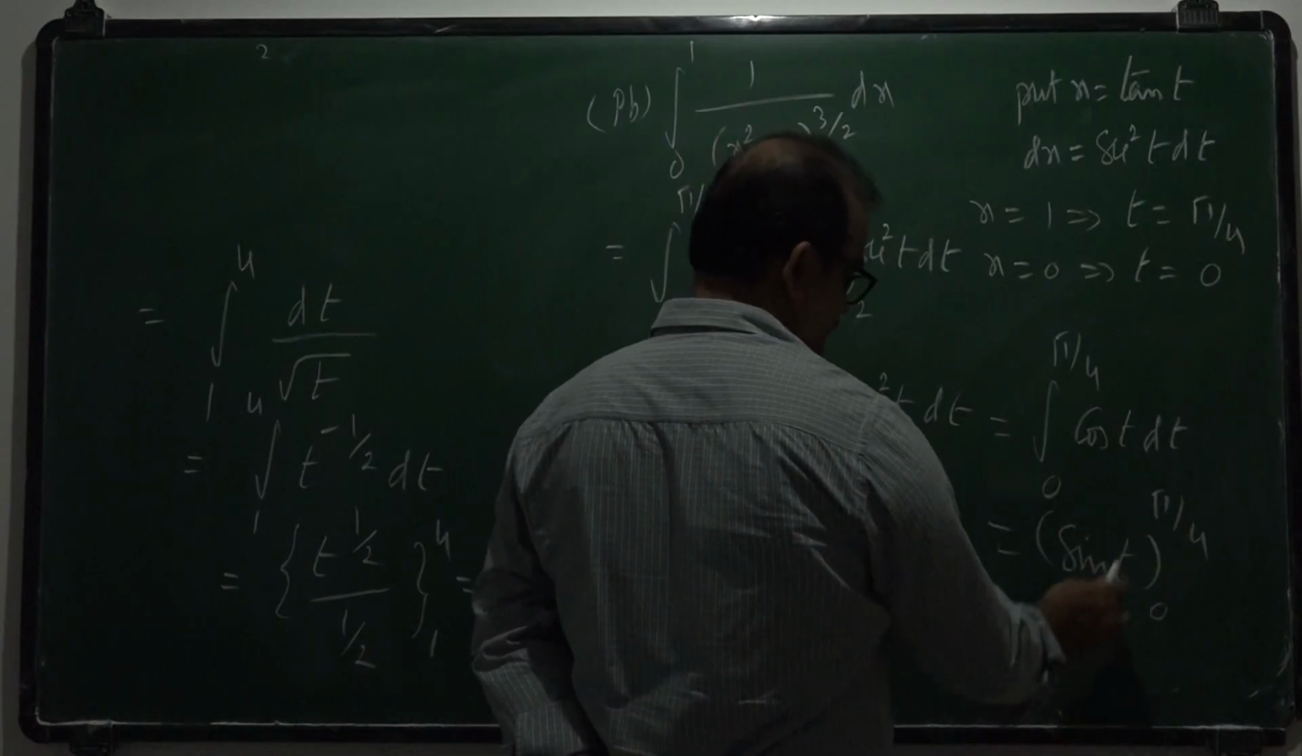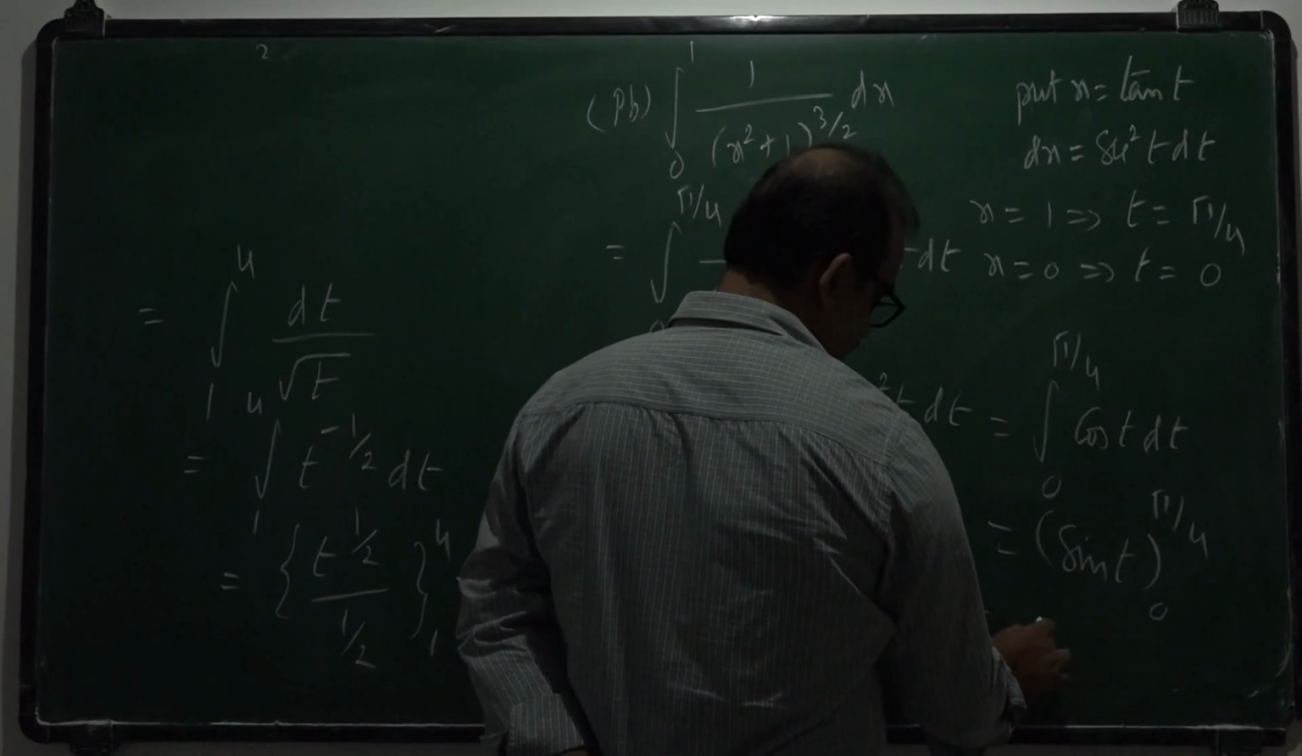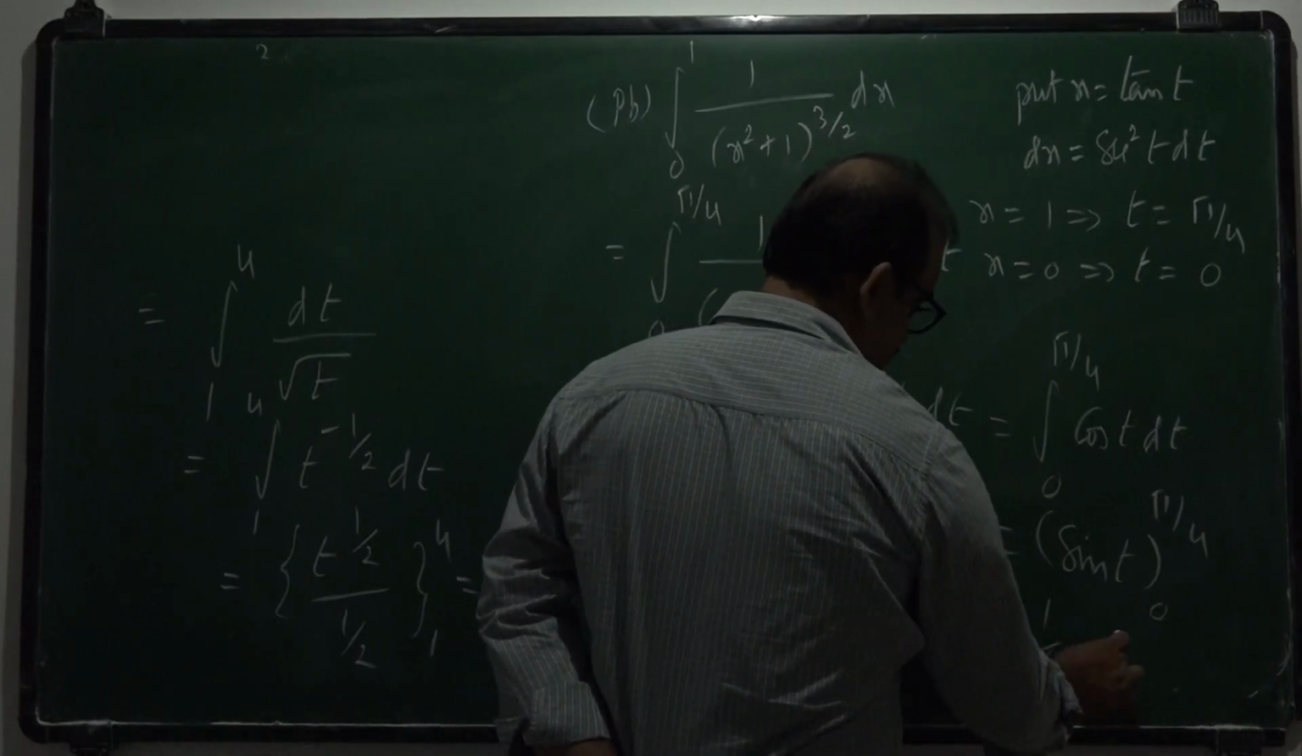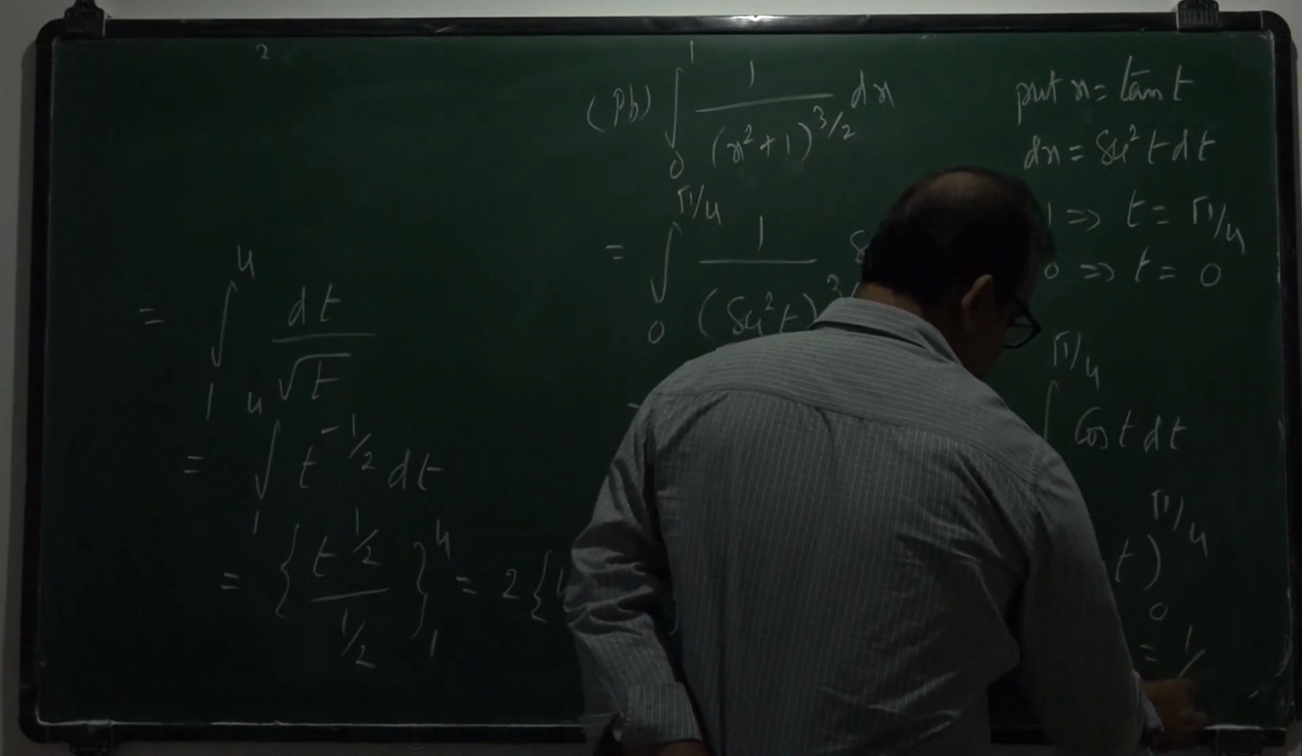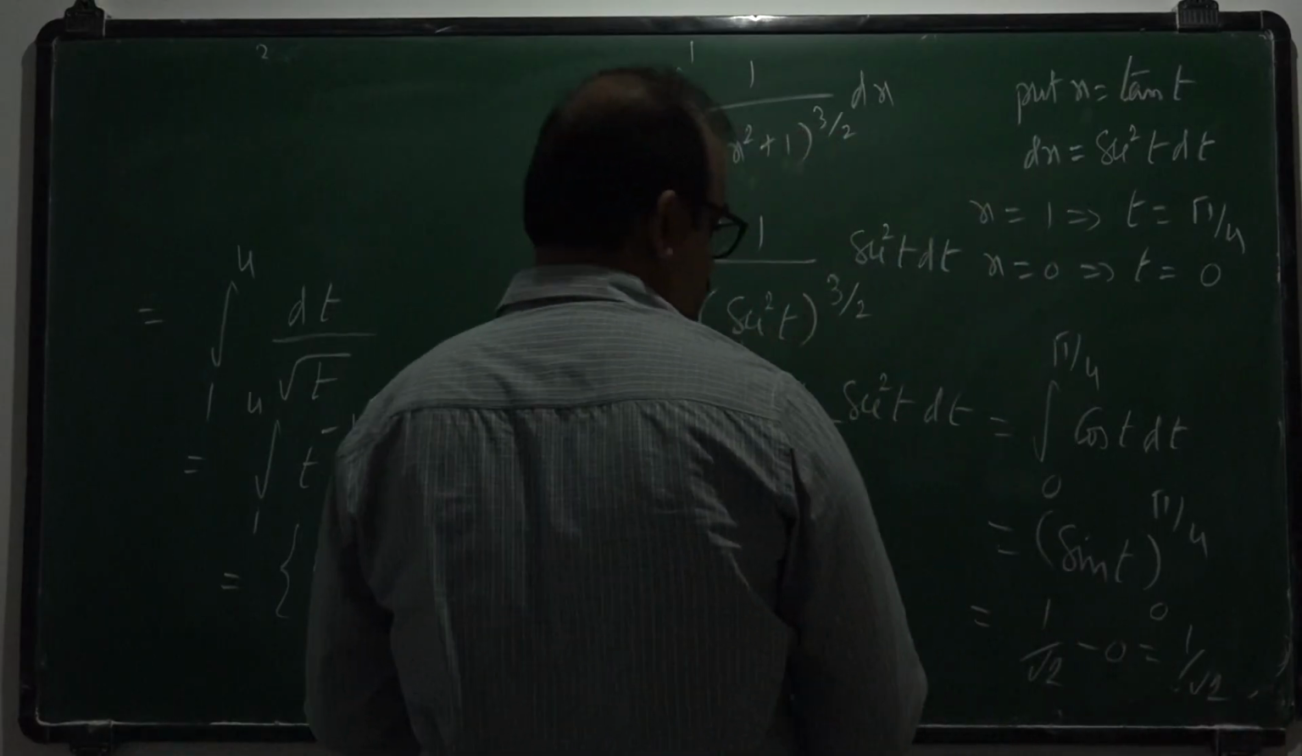Now take the upper limit. We get sin pi by 4, 1 by root 2, minus sin 0, 0. So its value is 1 by root 2.